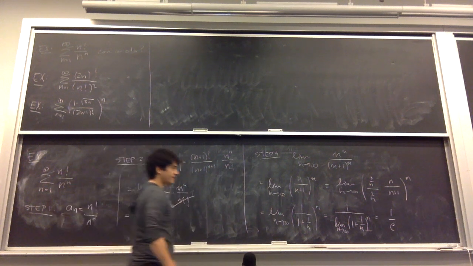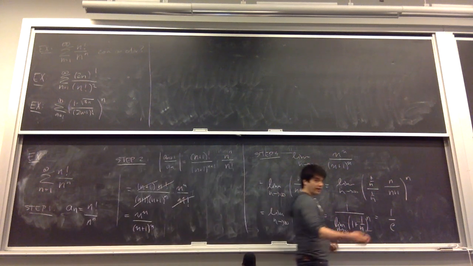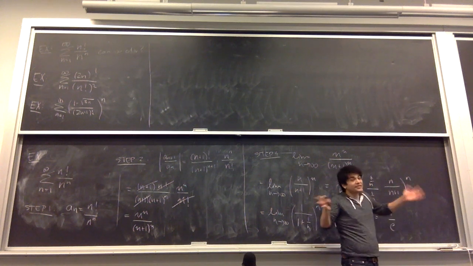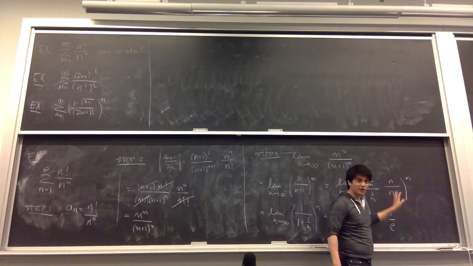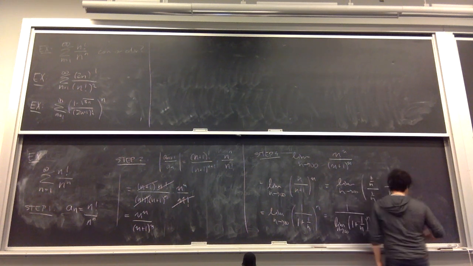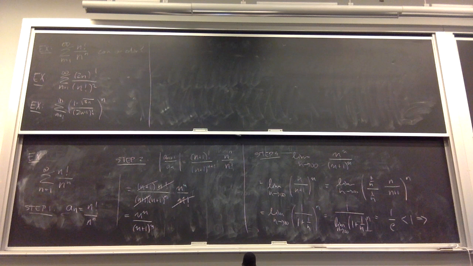So 1 over e, is this greater than 1, less than 1, or equal to 1? Is it equal to 1? No. That's pretty clear. e is at least 2, right? So 1 divided by e has to be less than 1 strictly. Which means what? This is convergent by ratio test.